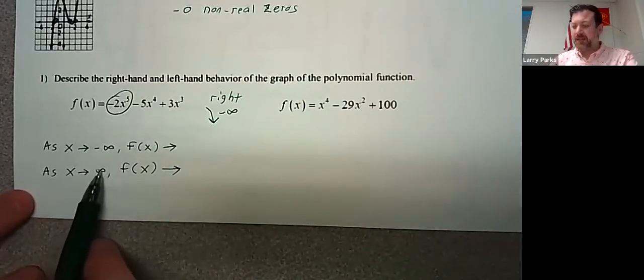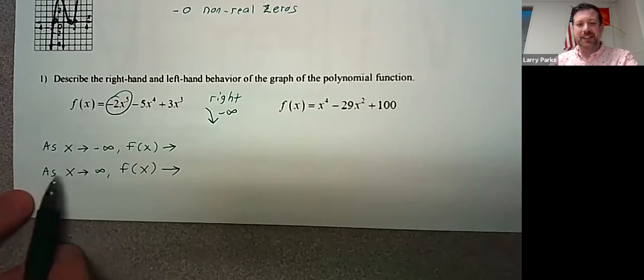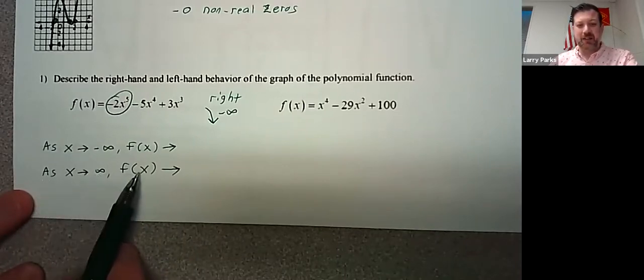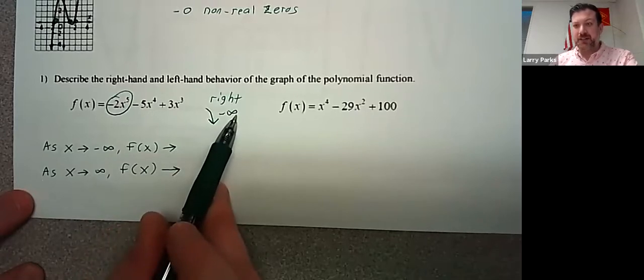Now, where does it talk about the right? It talks about the right here. So as you go to the right, the function goes down. So you would put negative infinity.